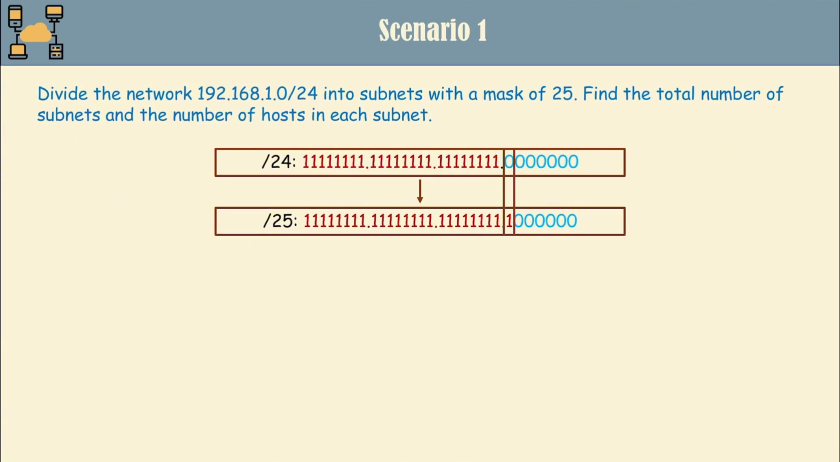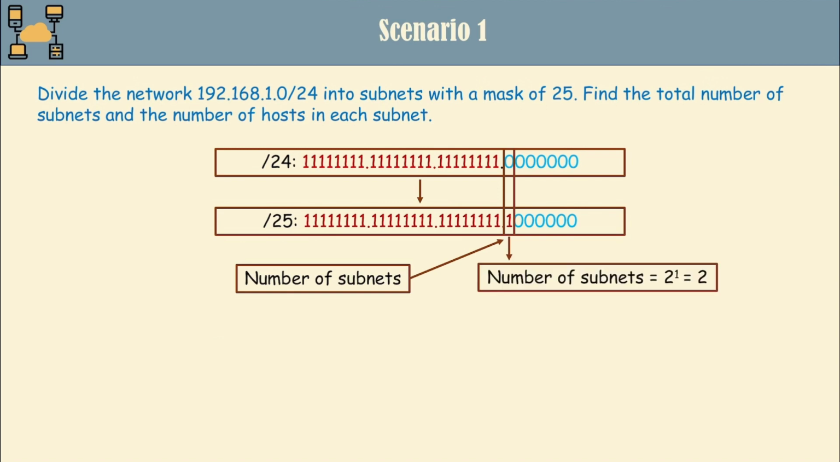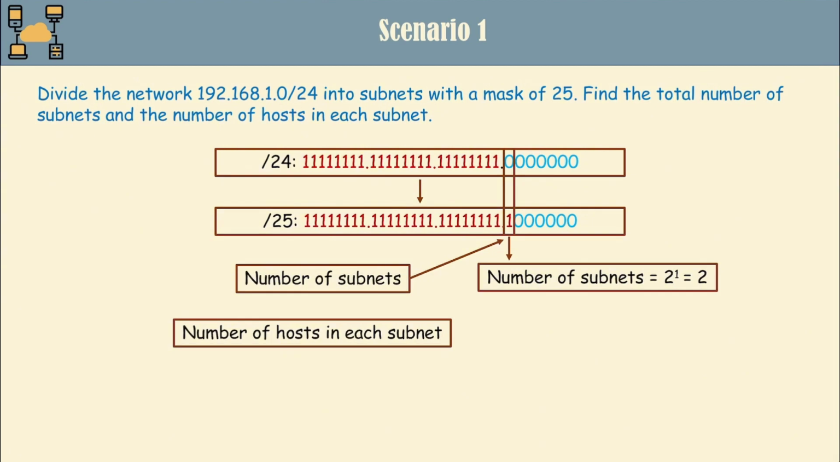To calculate the number of subnets, we can determine the number of possible values for the subnet bits. In this case, we have borrowed 1 bit, so the number of subnets would be 2 to the power of 1, which is 2. To calculate the number of hosts in each subnet, we need to determine the number of available host addresses, which is 2 to the power of 32 minus 25, which is 2 to the power of 7, equal to 128.